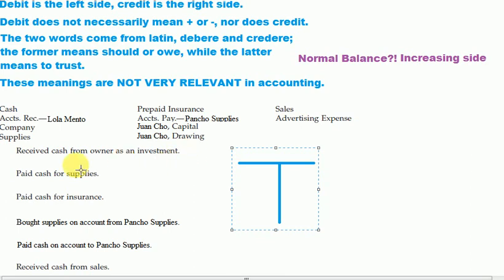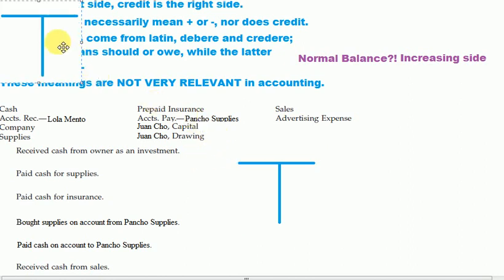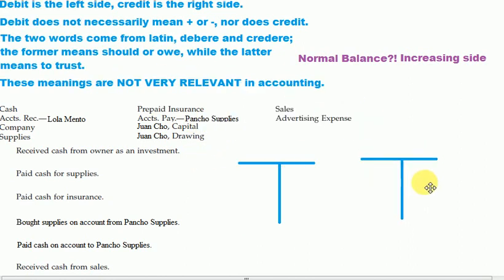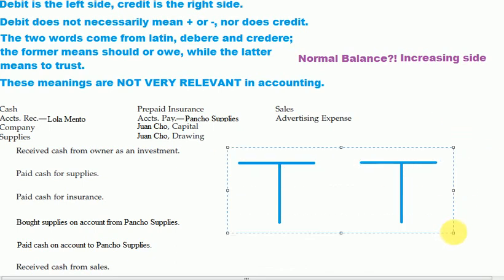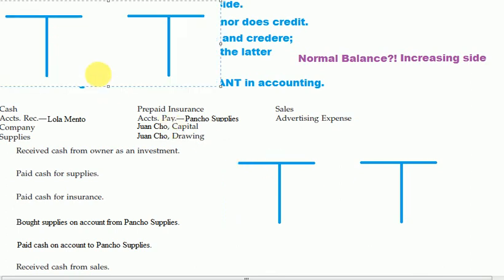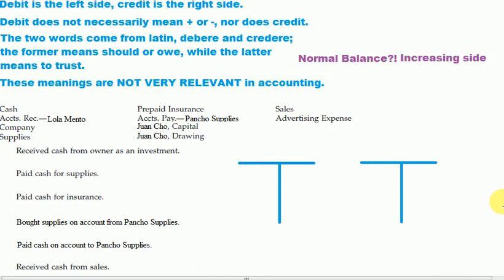Whenever we read a transaction, we first have to identify the two accounts that are involved. That tells us that we have to have two T's. Two T's, right? Very good. I'm going to copy this and put it here. We have two T's here, and now let's go ahead and read this transaction.